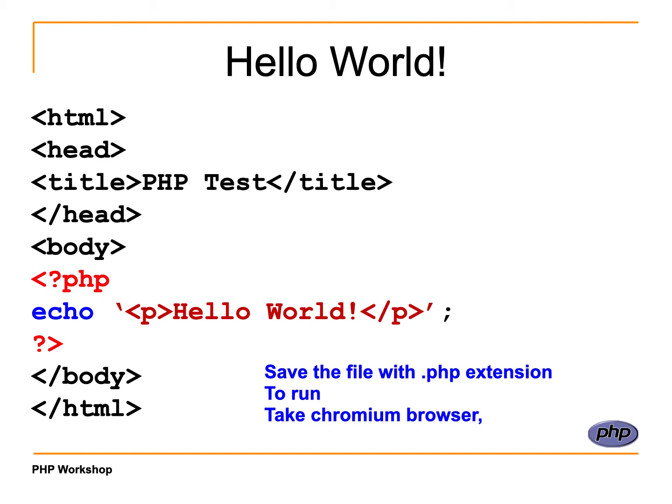Normally, PHP files will be executed with the .php extension. So we must save this file with the .php extension. To run, we need a browser. Any browser will do the task. So here one example is given as the Chromium browser. You can use Mozilla Firefox, Internet Explorer, or Google Chrome. Any available browser you can use for executing this file.